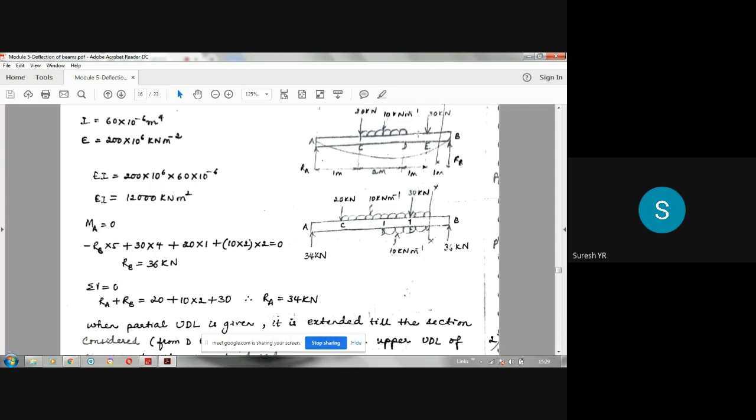You have to extend that UDL till that section where we have considered, and afterwards you have to apply upward UDL from the same point to that. Upward UDL is shown below the beam like this. So this is upward acting, and this is downward acting. Yes.